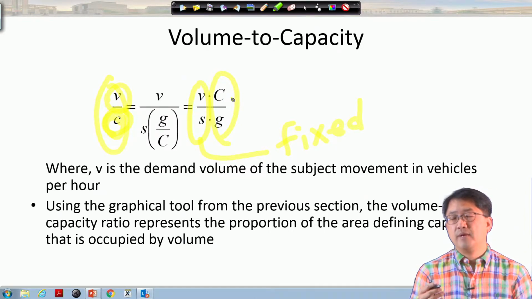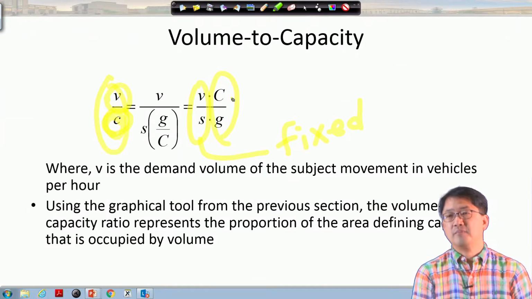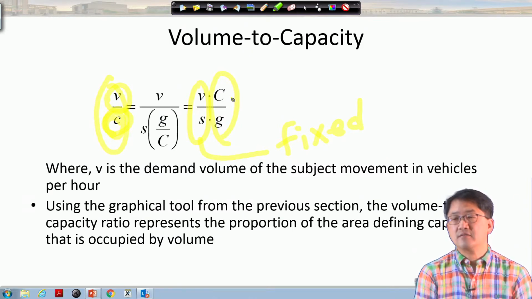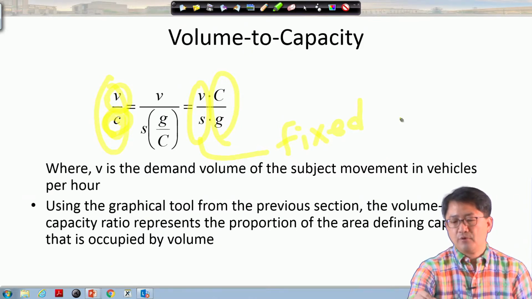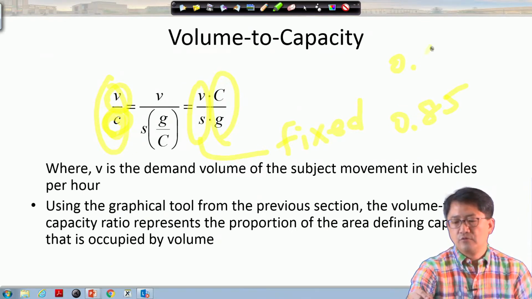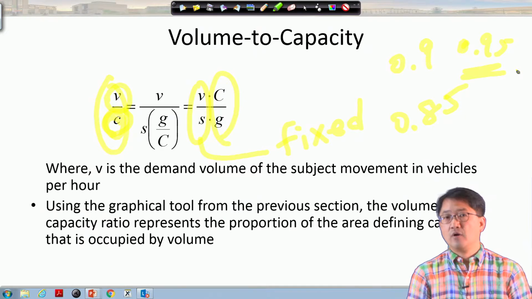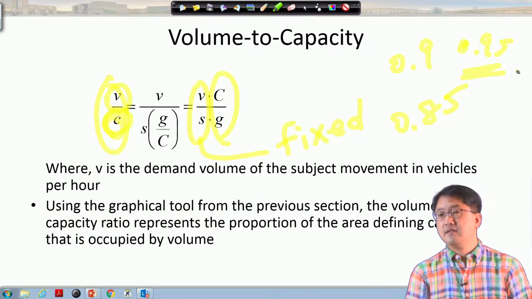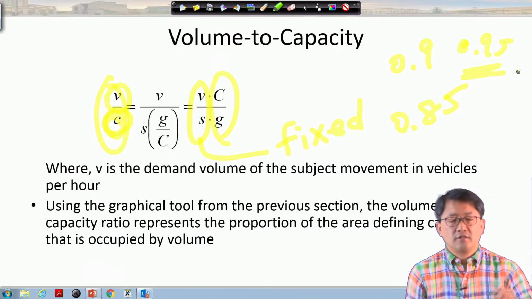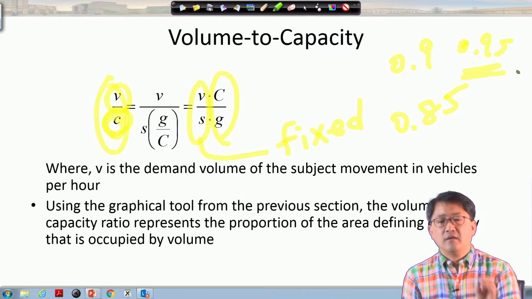And again, this depends on the volumes. If it's a low volume, you don't want to have a very big V over C ratio. But if you have a fairly big volume, you don't want to have very small V over C ratios. So typically people use 0.85 if it's a reasonable volume, and try to do 0.9 or sometimes 0.95. If it's very oversaturated and you cannot add more capacity, then maybe you go up to 0.95. So determining what X sub C is, what we call the V over C ratio we want to use, will determine cycle length.